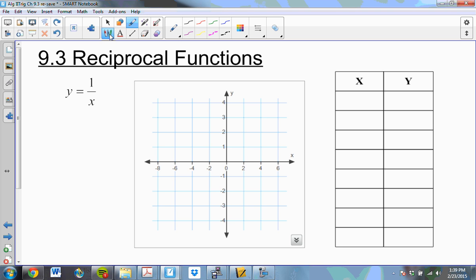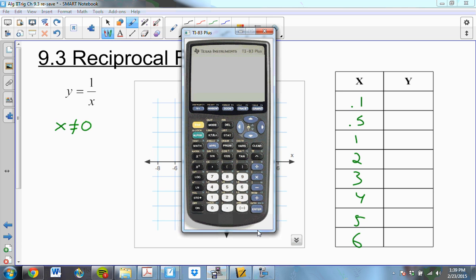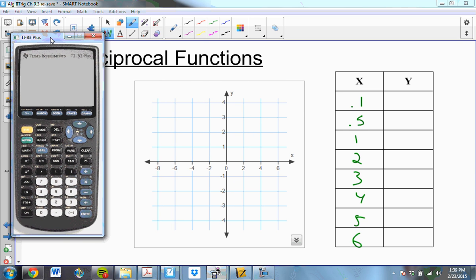I'm going to take numbers and plug them in for x. Now, there's one thing that I can't plug in for x. I can't plug in a 0 for x because 1 divided by 0 is undefined. So x can't be 0, so I'll plug in things that aren't 0. I'll plug in stuff real close to 0, like 0.1, 0.5, 1, 2, 3, 4, 5, 6. You get the idea. If I plug in a 0.1, 1 divided by 0.1 is actually 10. Think about it, you're doing a reciprocal, so 1 divided by a tenth is going to be 10.